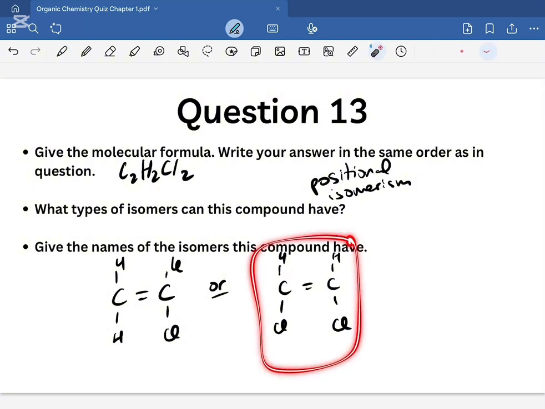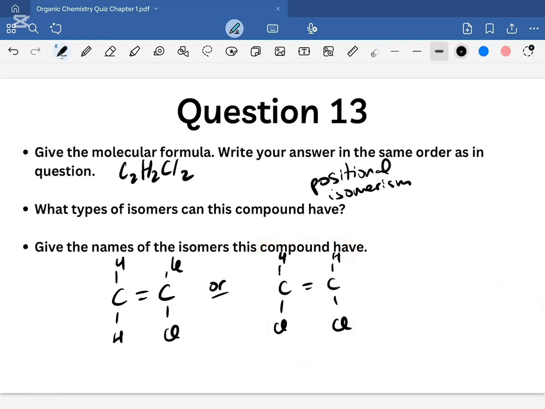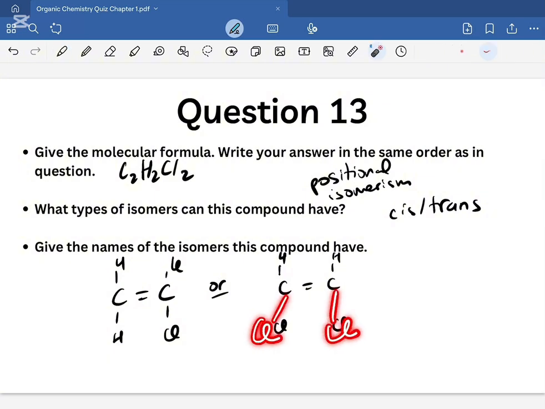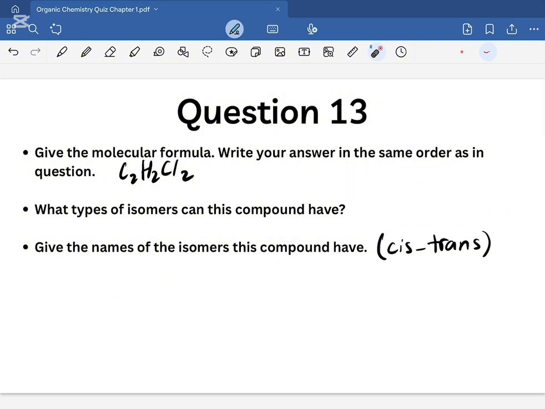And for this one, we might have cis and trans isomerism. So we might also have cis and trans. This is another type. This is because we might have the Cl on the same side and we have cis, or we might have a Cl over here and the other Cl on the opposite side, and it would be trans. Next question, they said give the names of the isomers this compound has.